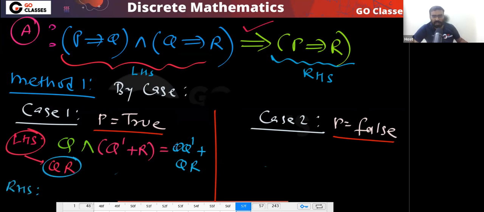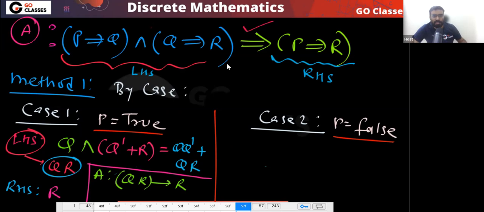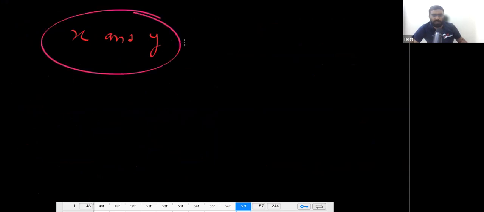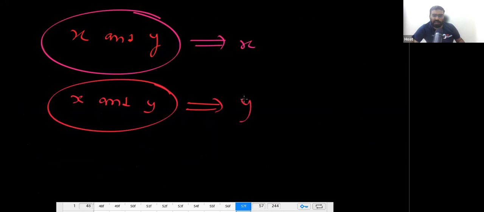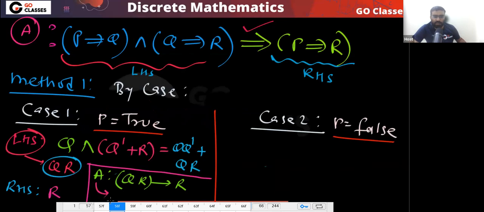What is RHS? If P is true, then this RHS will be R. So what will be A? Option A is Q and R implies R. So definitely this is true, yes or no? Because Q and R will always imply R. If X and Y are true, then definitely X will be true. Similarly, if X and Y are true, then definitely Y will be true. So you can easily see that A will be true. So in case number one, A is true.